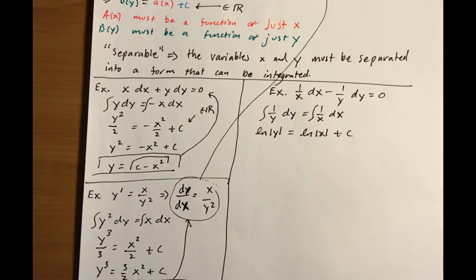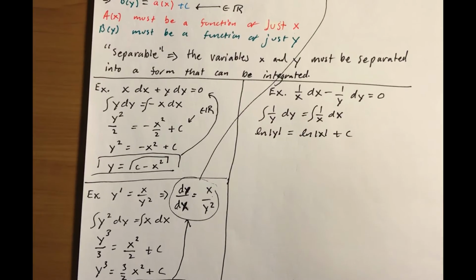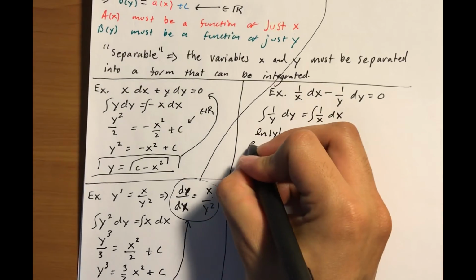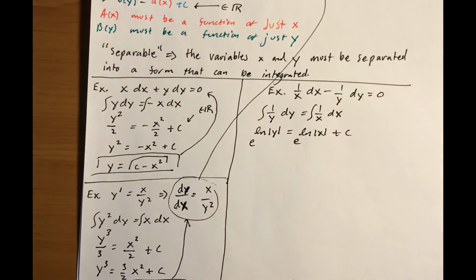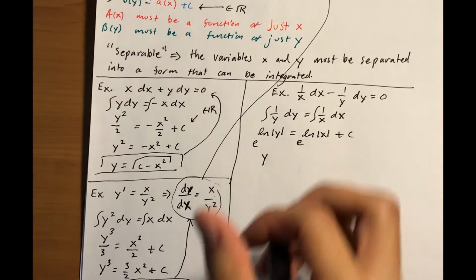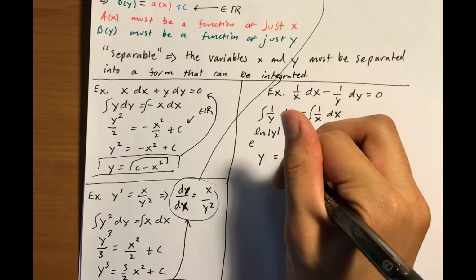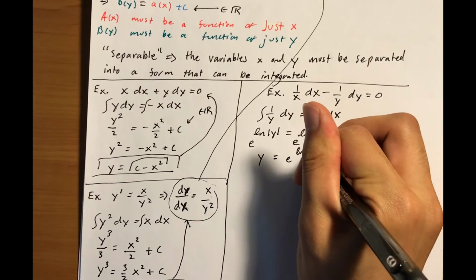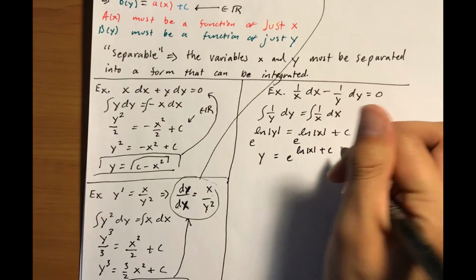Now to eliminate the natural log, what do we need to do? We need to use e. So we e both sides. And then on this side, we just have y. But on this other side, we have e to the ln of x plus c.